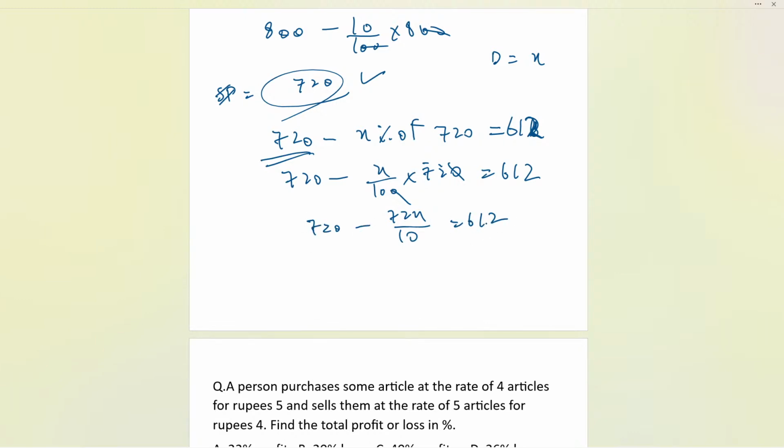I will not do the calculation like this in the exam. I'll directly take this to the other side with this number, 720 minus 612. I will also try to calculate it in my mind. So from 700 minus 612, it will be 88. 88 plus 20 is 108. So 108 we are getting is equal to 72x by 10.